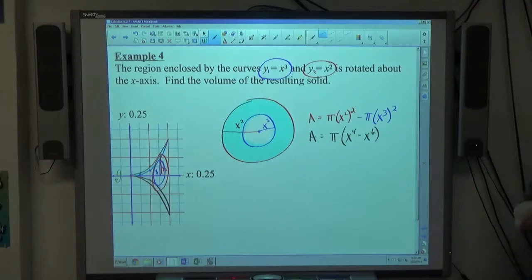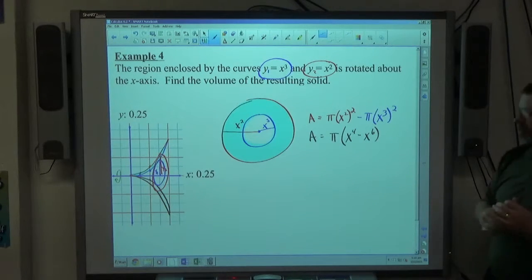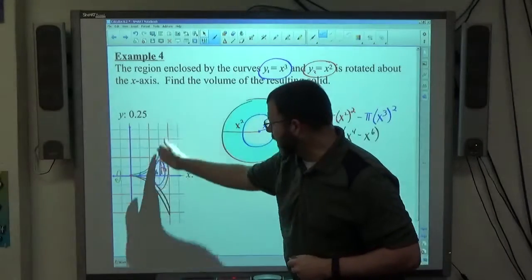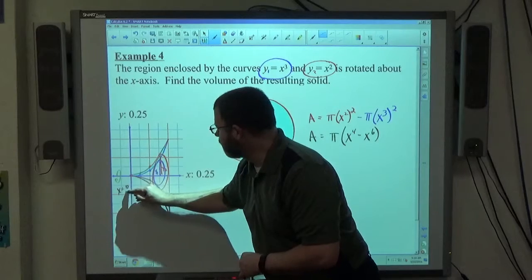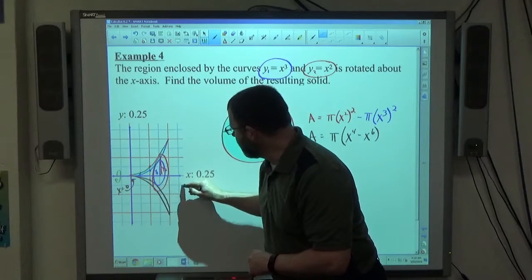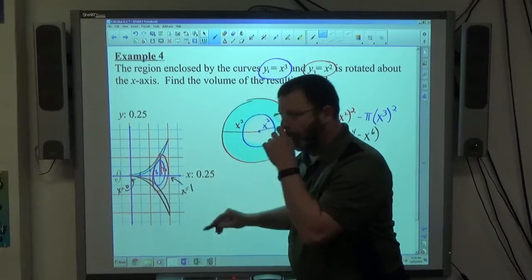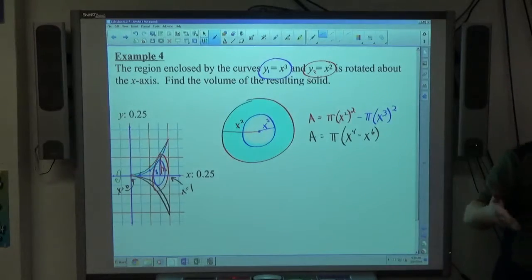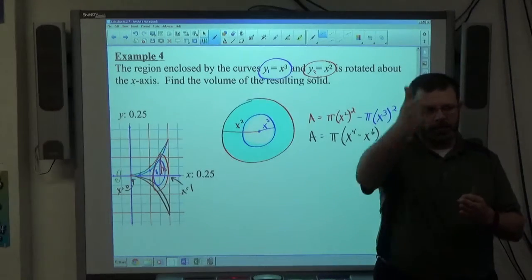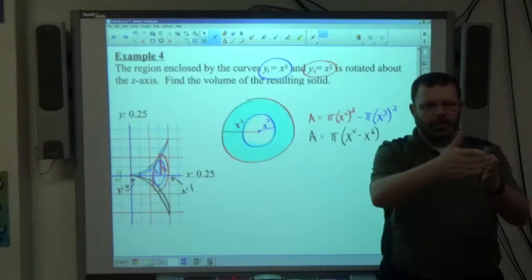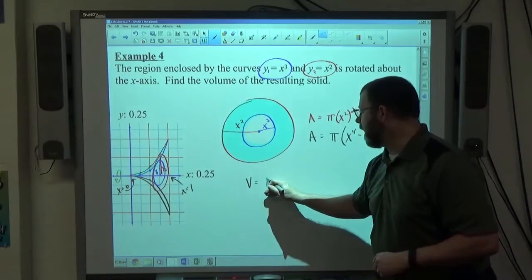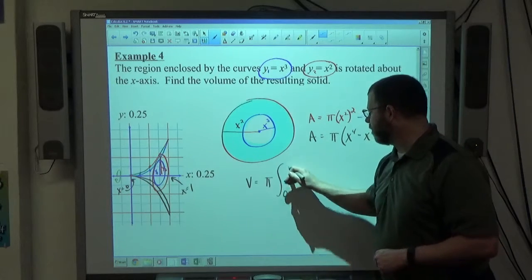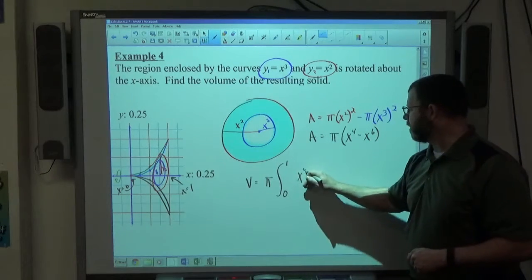And the circles themselves, again, I chopped my cross section right there, but they're starting at x equals 0. There's my starting point. And they're ending right there at x equals 1. Again, you visualize the circle sitting this way. It's moving horizontally, so it's starting here, it's ending there. So my volume on this one is going to be pi times the integral from 0 to 1 of x to the 4th minus x to the 6th dx.